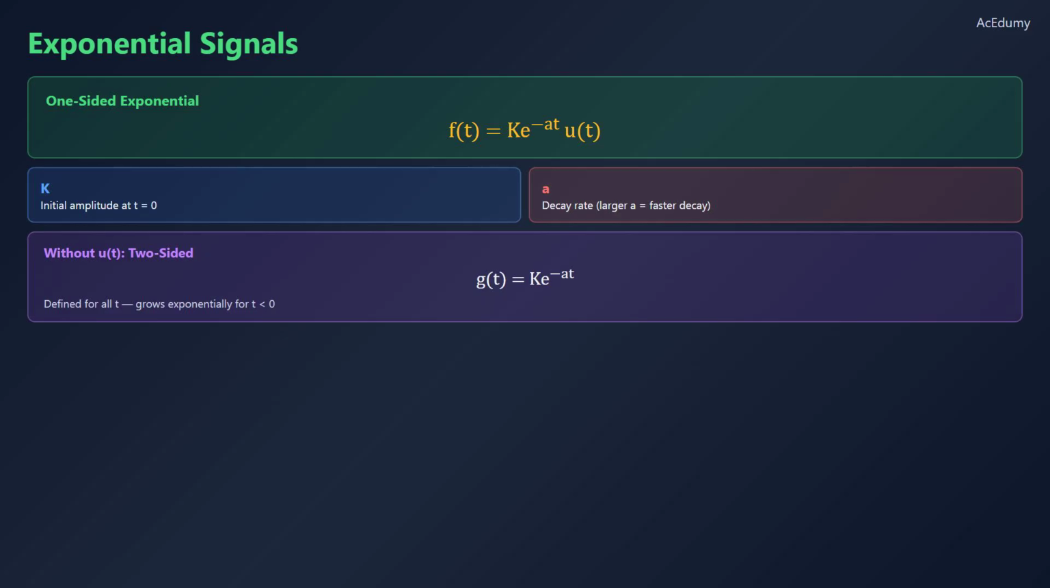The second signal type is the exponential signal. The one-sided form is f of t equals k e to the negative a t times u of t. Here k is the initial amplitude at t equals 0 and a is the decay rate. A larger value of a means faster decay. The unit step function u of t ensures the signal exists only for t greater than or equal to 0. Without the unit step, we get g of t equals k e to the negative a t, which is defined for all time. It grows exponentially for negative t values.